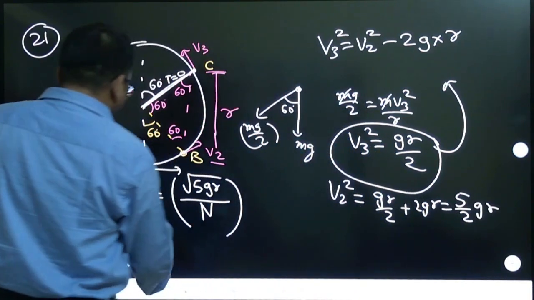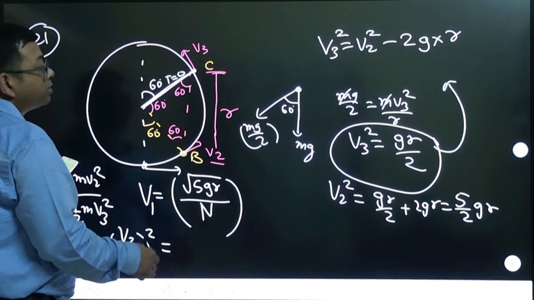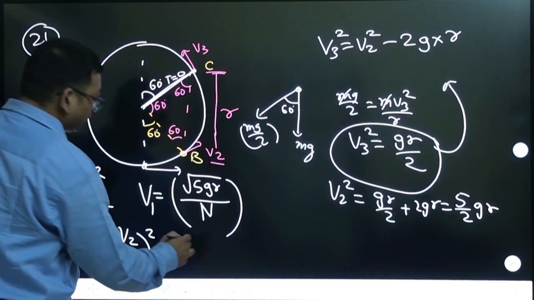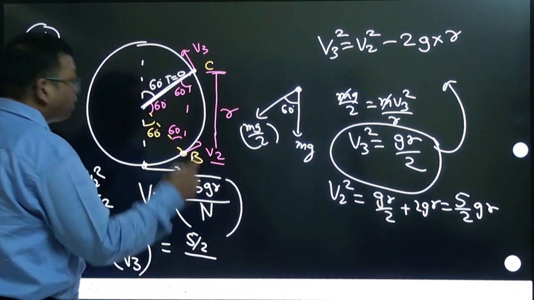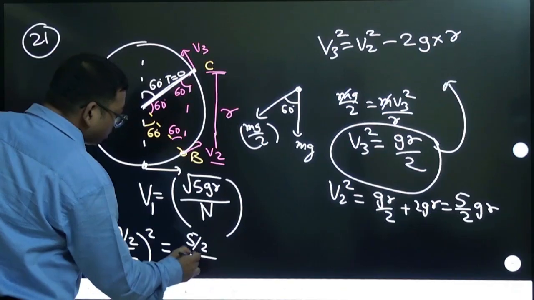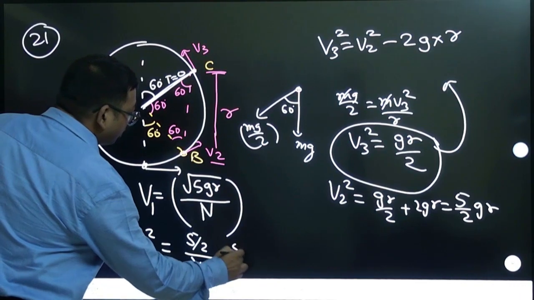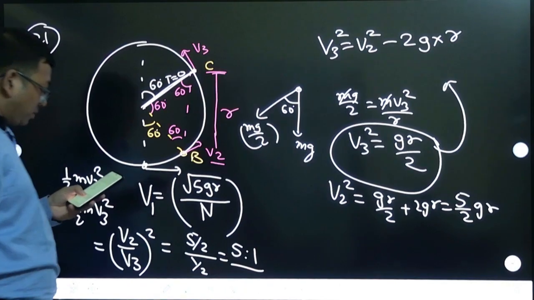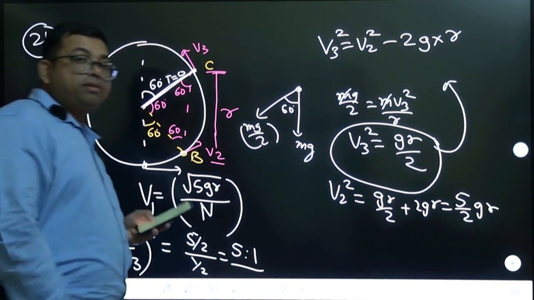Now you take this ratio, v2 square by v3 square. So v2 square is how much? 5 by 2 gR, and v3 square is half gR. So that becomes 5 is to 1. So this ratio is 5 is to 1. So the answer there will be 5, right?